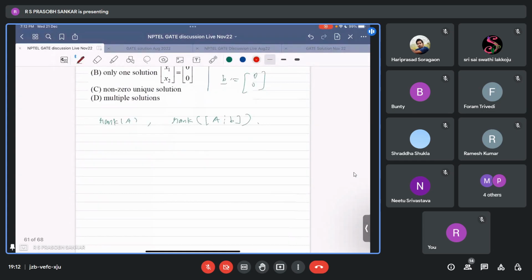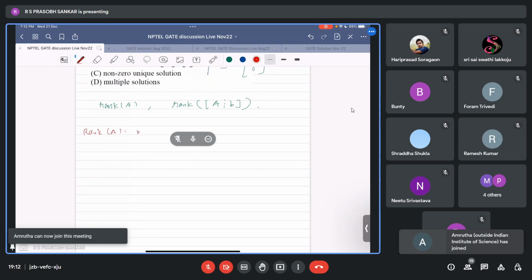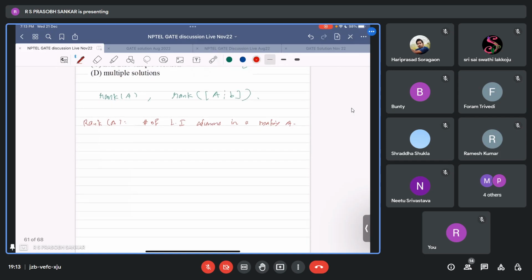Before doing that, we will define what is rank. The rank of A is defined as the number of linearly independent columns in a matrix A. Basically, the maximum number of linearly independent columns in this matrix, and that happens to be the same as the number of linearly independent rows of this matrix. That's a different thing. So basically, we need to find the maximum number of linearly independent columns in this matrix, or rows, whichever is easier.